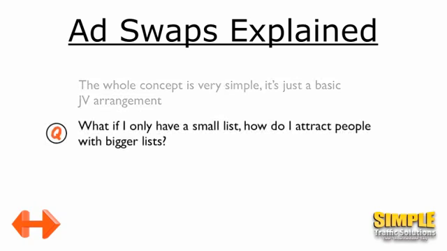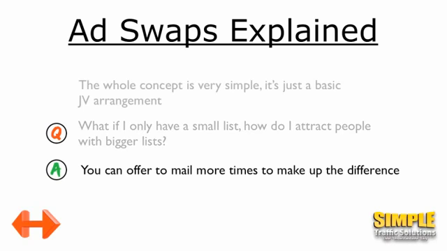Now you may be thinking, what if I only have a small list? How can I attract people with bigger lists? A lot of people when they first start doing ad swaps think, well, I've only got maybe 50 or 100 subscribers. How could I possibly get people with bigger lists to promote for me? What you can do if you're in that sort of position is offer to mail more times to make up the difference. Let me give you an example.